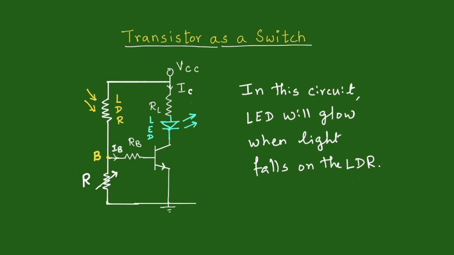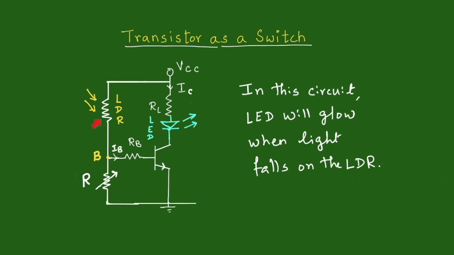Let us now see a few applications of this transistorized switch. Here we have one circuit in which the LED connected in the collector branch of the transistor will glow when light falls on the LDR. LDR is a device whose resistance depends on the intensity of light falling on it. When there is a large intensity of light falling on it, the resistance of the LDR is very small. As the intensity of the light decreases, the resistance of the LDR increases. When the light is completely blocked, it will have maximum resistance.